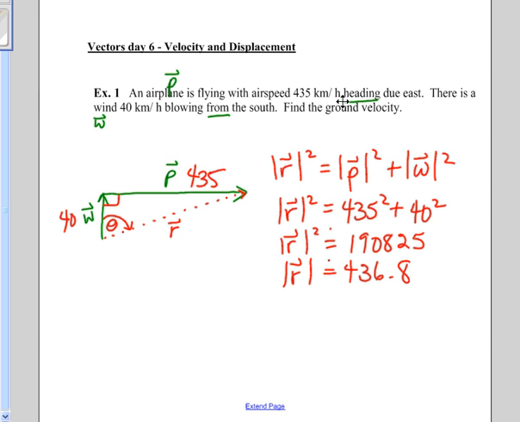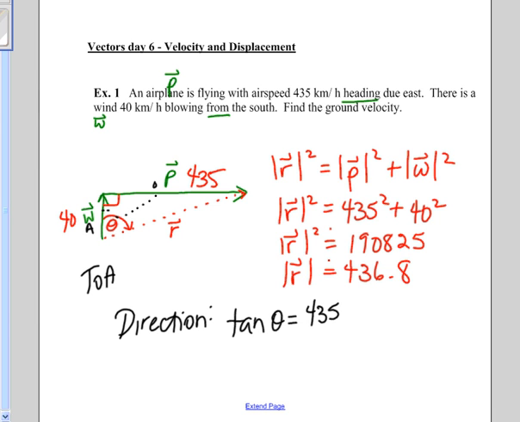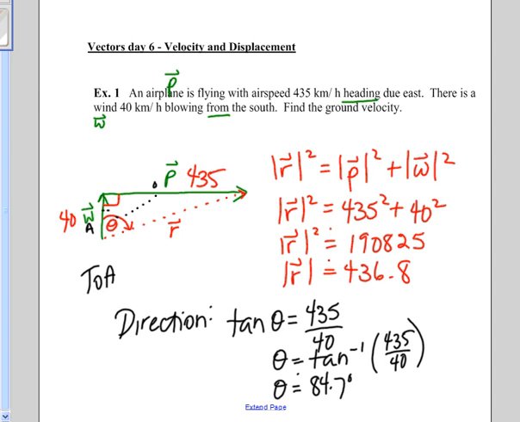I am going to use the trig ratio, opposite and adjacent. I'm going to use a tan ratio. So for the direction, I'm going to use tan theta equals opposite over adjacent, 435 over 40. To find that angle, I want the second function tan, the inverse tan of 435/40. I will get an angle of approximately 84.7 degrees.